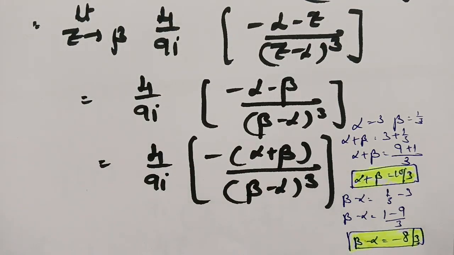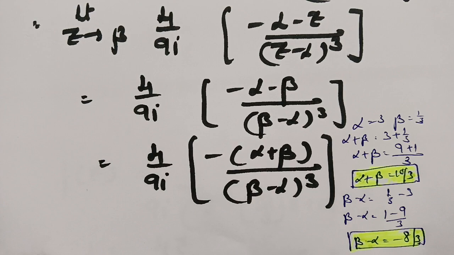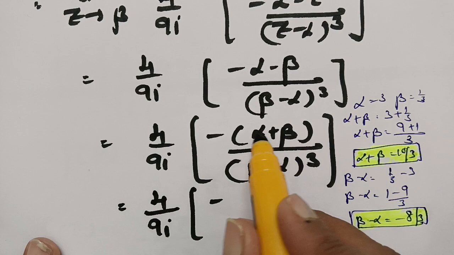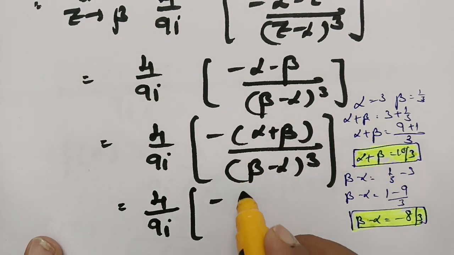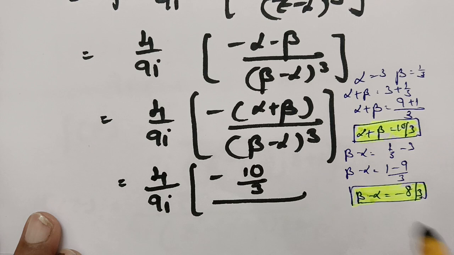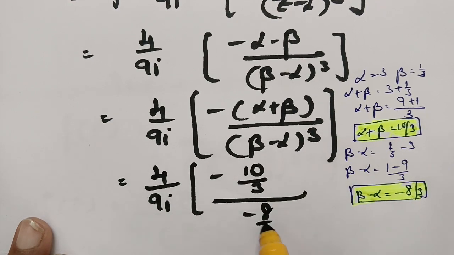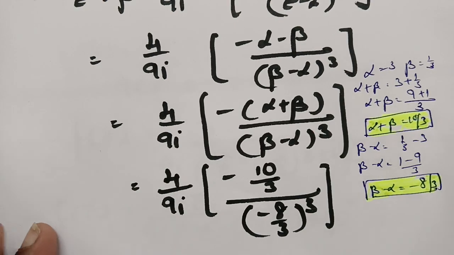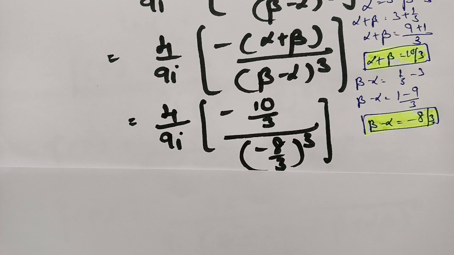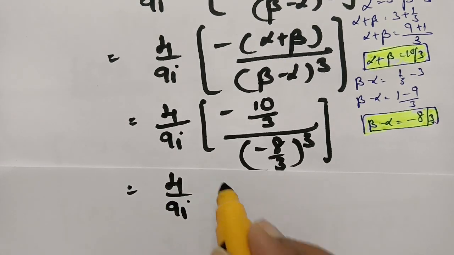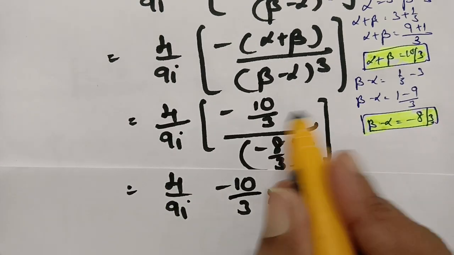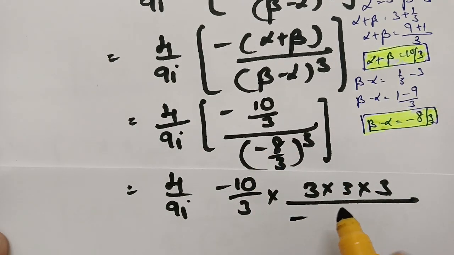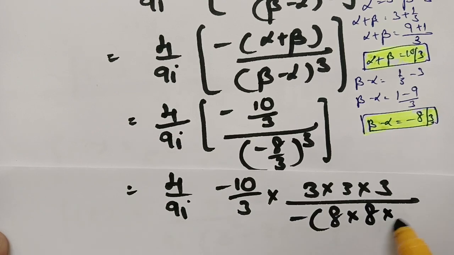So if I substitute here, this will be the residue value at the pole beta. In place of alpha plus beta I am writing 10 by 3, and in place of beta minus alpha I am writing minus 8 by 3 whole cube. Now I have to solve this. So this will be 4 by 9i times minus 10 by 3. If I take the reciprocal, this will be 3 into 3 into 3 in the numerator, and this is 8 into 8 into 8.